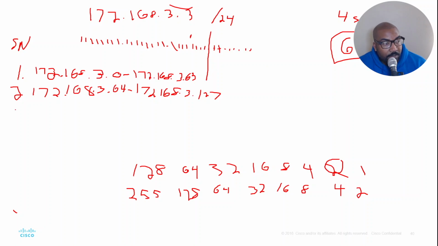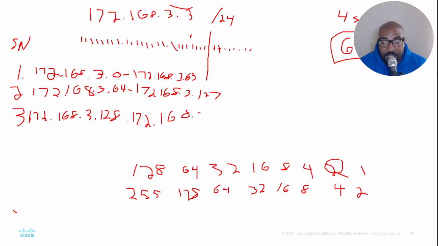Okay? Let's continue, because we're getting close to getting done here. Let's go to subnet number 3. We have 172.168.3.128, very, very important, and then we're going to go to 172.168.3.191. That is increments of 64, 64 hosts. Now let's do subnet number 4. Here's the very last one.